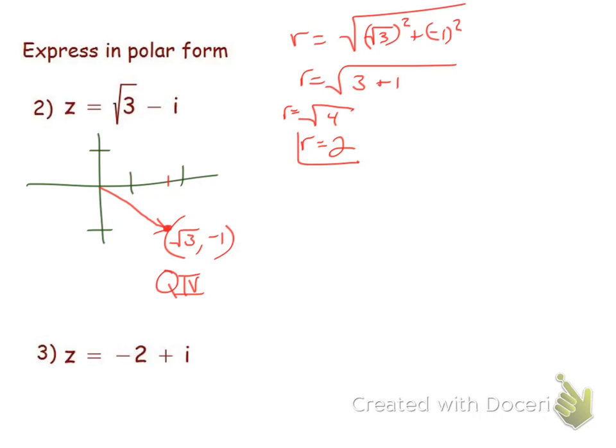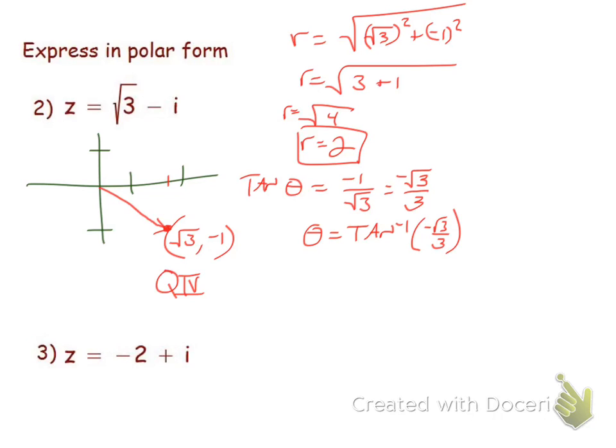And now I need to find theta. Well, tangent of theta is equal to y over x, so that's -1 divided by square root of 3. And this becomes negative square root of 3 over 3. So theta is equal to tangent inverse of negative square root of 3 over 3, which is going to be pi over 6, but because it's the fourth quadrant, theta is going to equal 11 pi over 6.